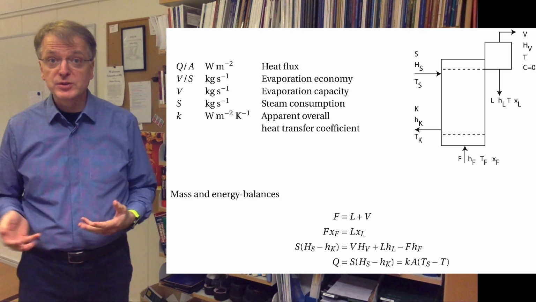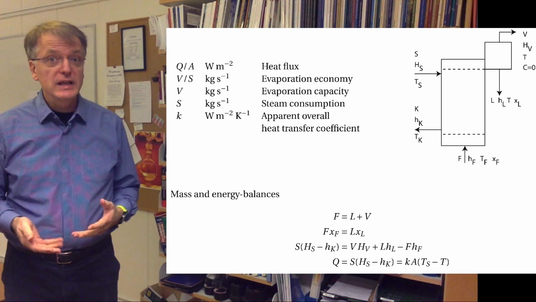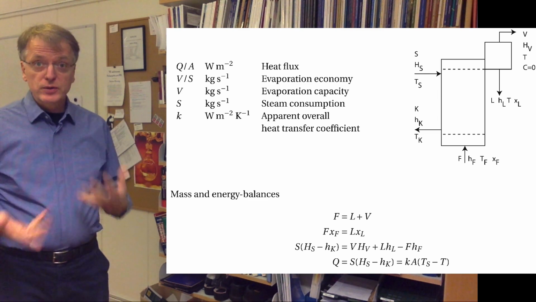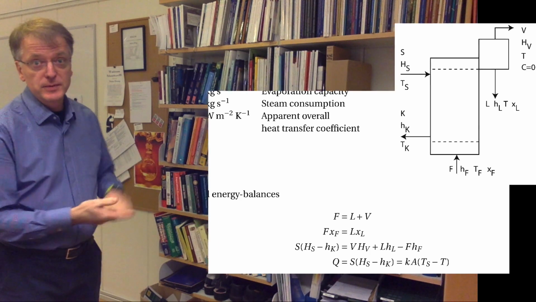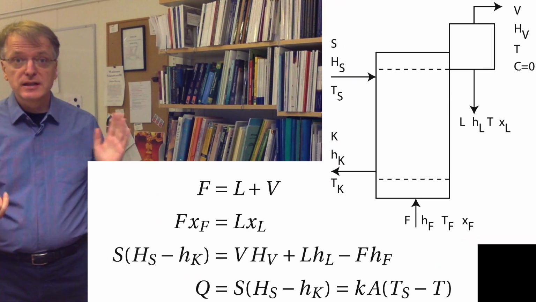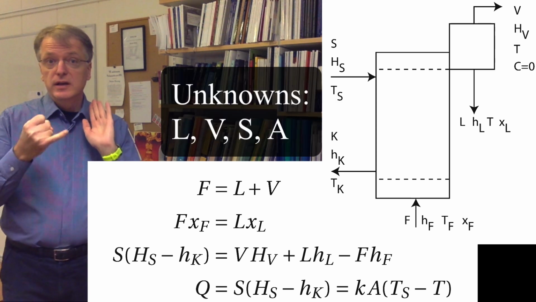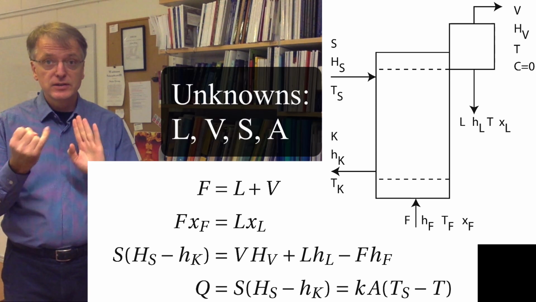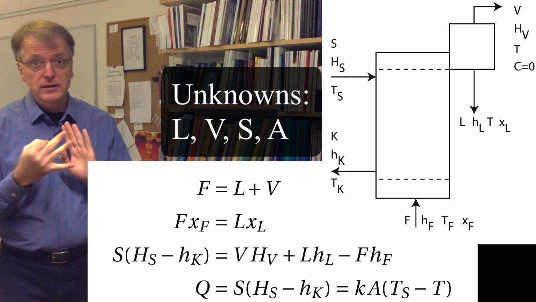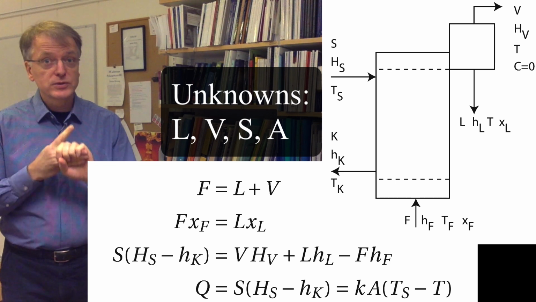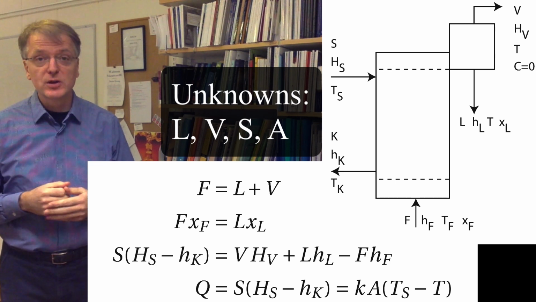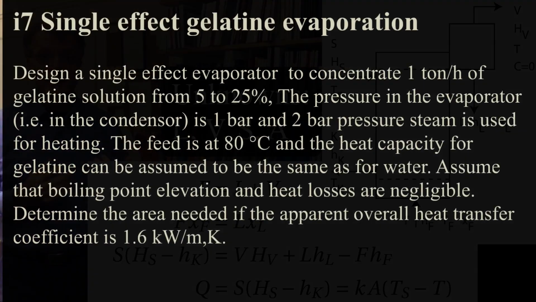In this video I'm going to demonstrate how to solve a set of nonlinear equations in Matlab using fsolve. And to demonstrate I will use these equations, the equations for an evaporator. So let's assume in this case that the unknowns are the flows L, V and S, so the liquid flow out, the vapor flow out and the steam flow. And let's also assume that the area is unknown. This is the same as example I7 in my compendium.